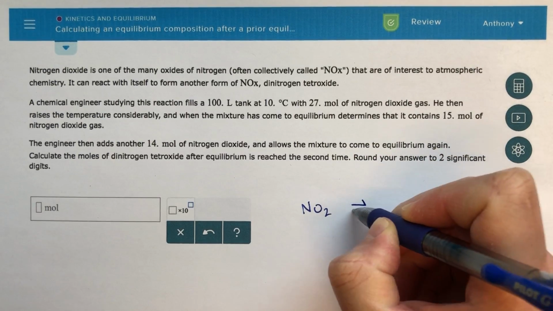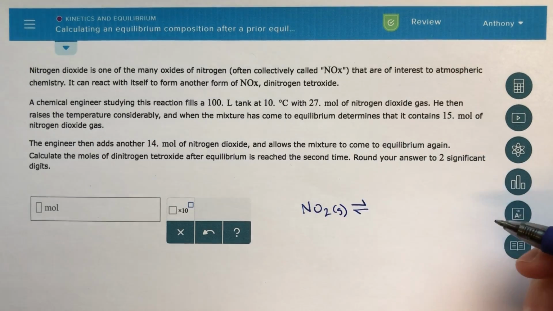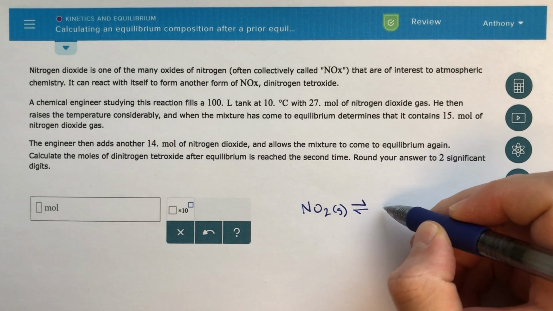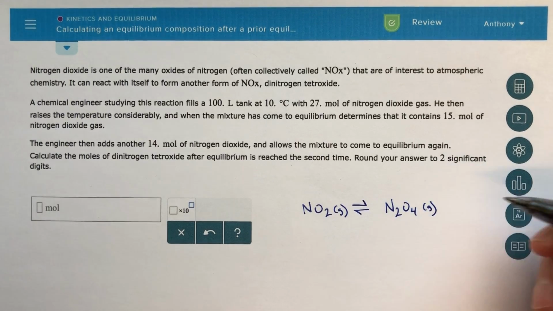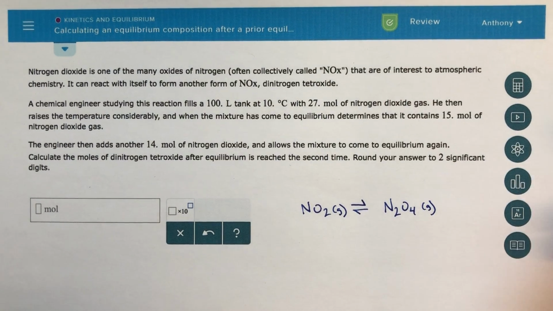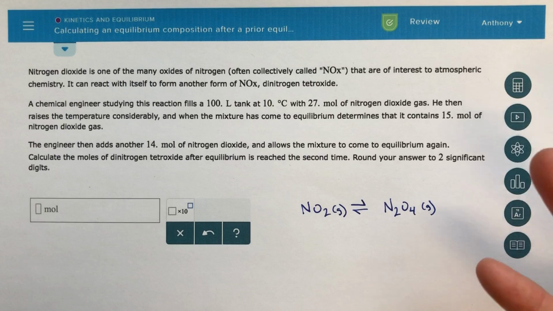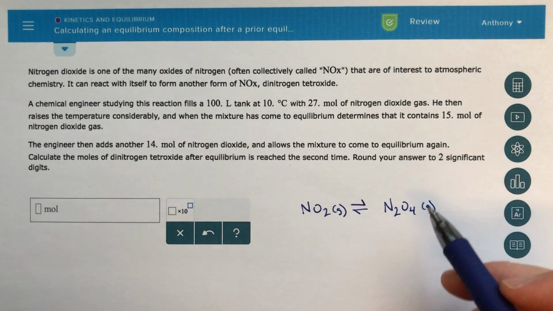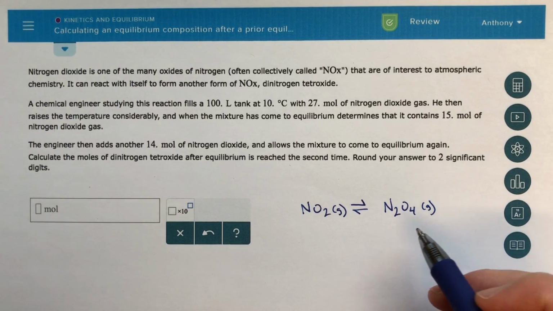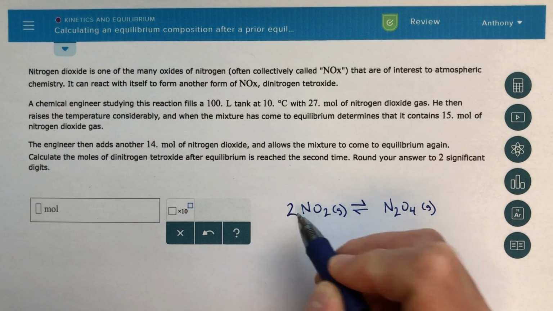gas is in equilibrium with N2O4 gas. The phase labels aren't super important, but I think it's relevant, so putting that in there is good. And now we need to balance the chemical reaction. So we're going to need to have a 2 here.